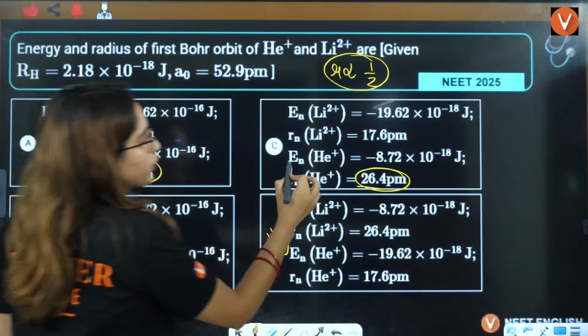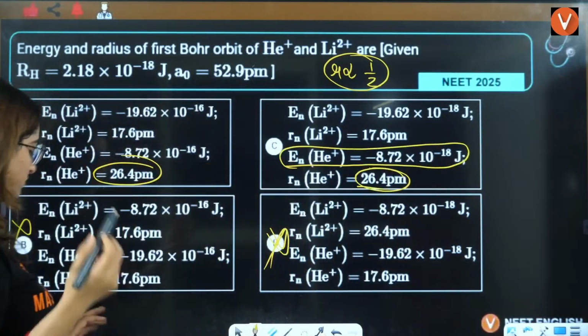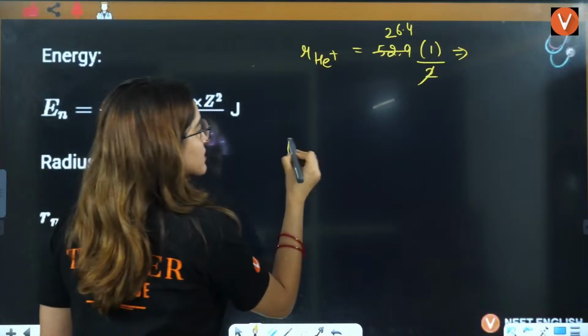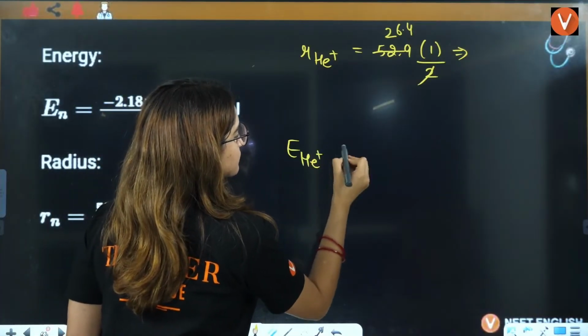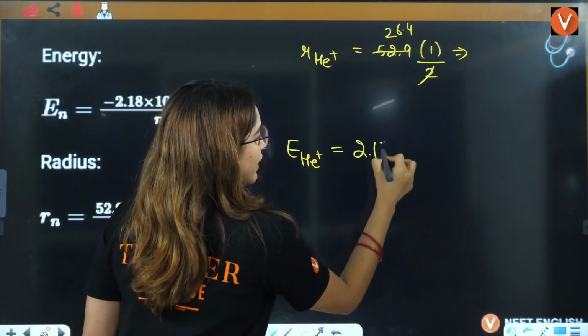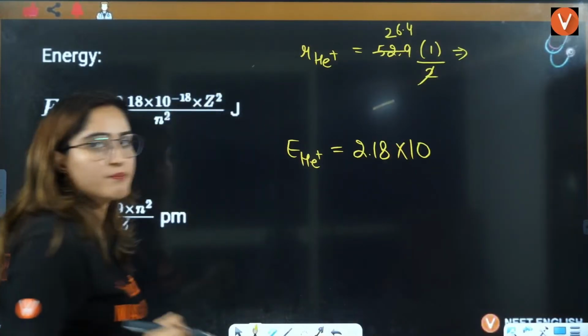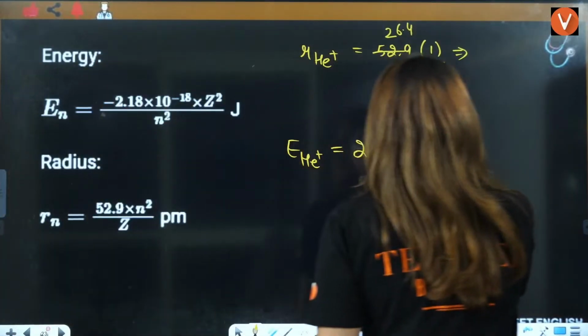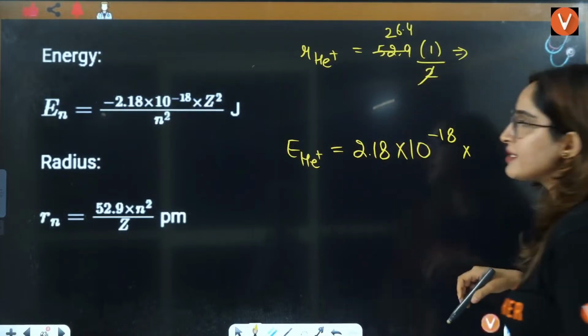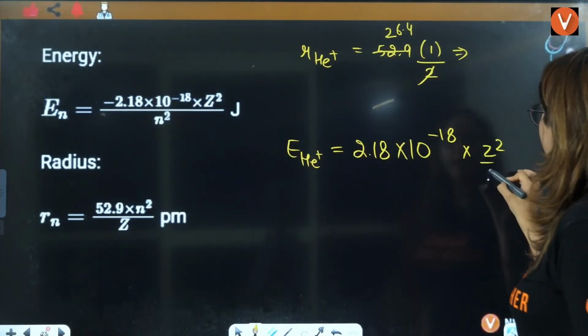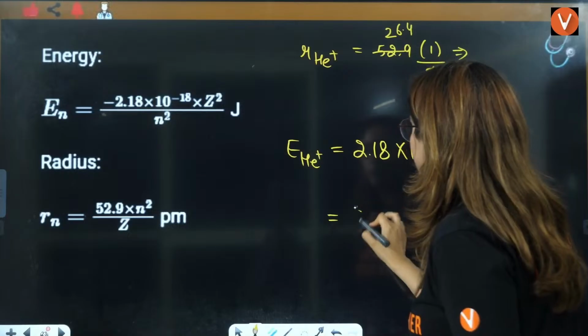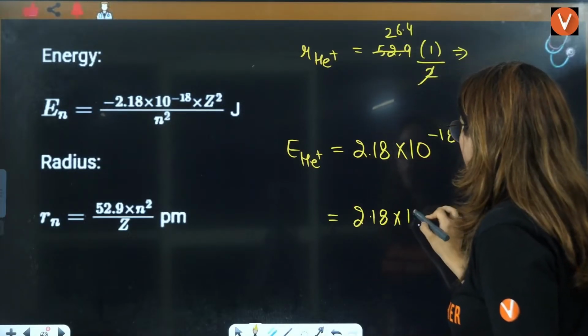Now, which energy would you want to solve? I would solve for helium, right? So the helium energy is 2.18 into 10 raised to power minus 18, right? What is Z? What is Z, guys? Z square by n square. What is Z? See, n is given to be 1. Already they have given it to be 4.